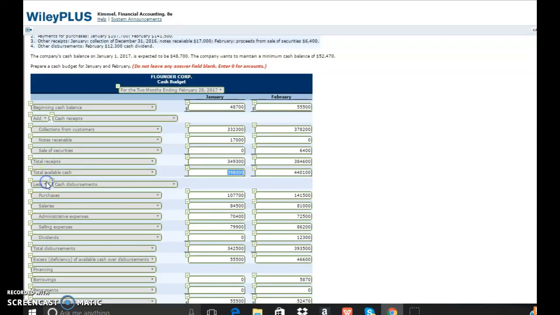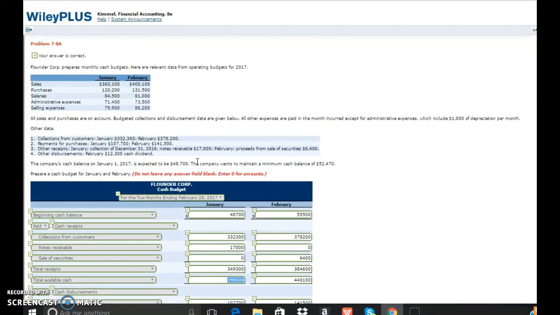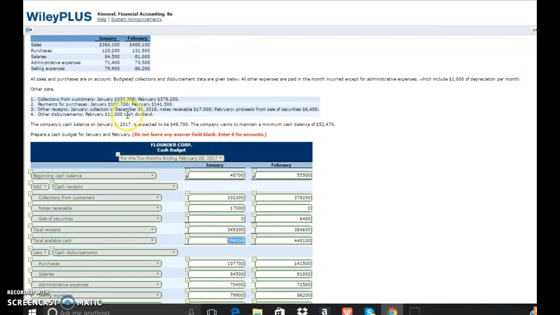Then we're going to subtract, or less, the cash disbursements, which the first cash disbursement would be purchases. And we see that purchases, we're not going to use purchases up here because these purchases are total purchases and we only need to know the cash that was paid. So we're going to use the payments of purchases right here. So it's $107,700 for January and $141,000 for February. So we're going to enter that in there.